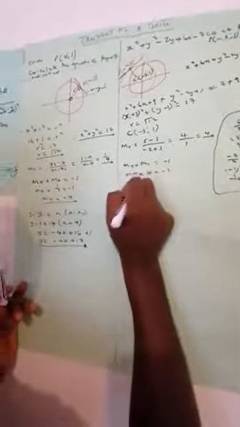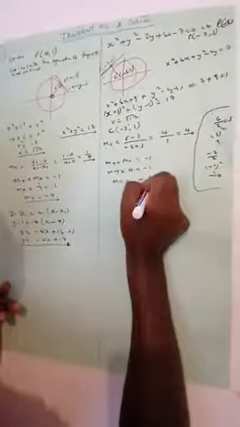Then from here we know that mt times mr is equal to negative 1. So now we want the gradient for the tangent. mt times what is the gradient of the radius, 4, is equal to negative 1. Then we divide by 4. M of a tangent is equal to negative 1 over 4.